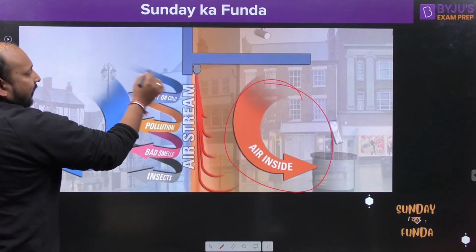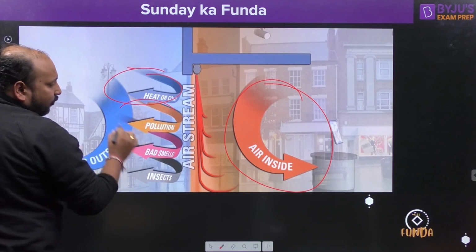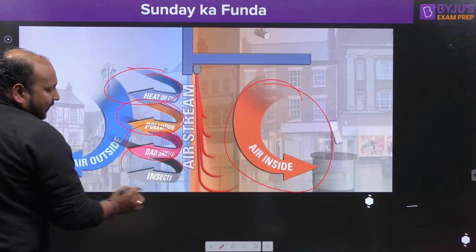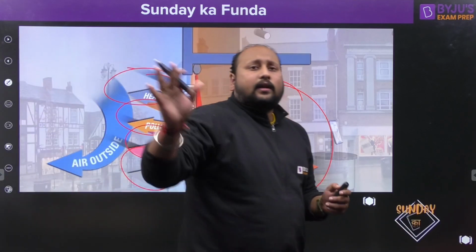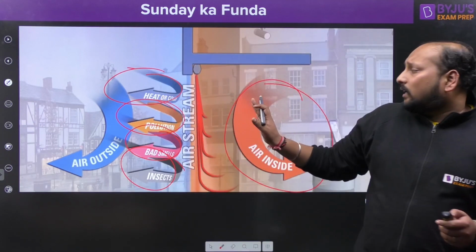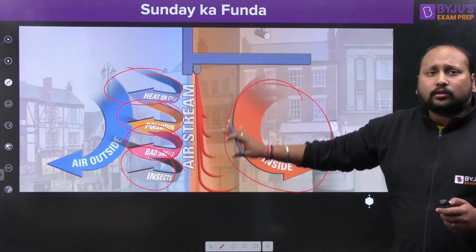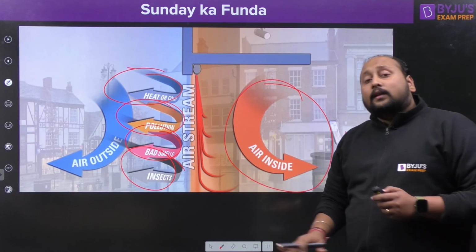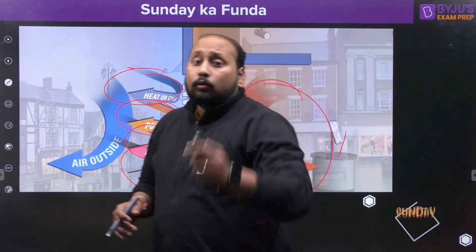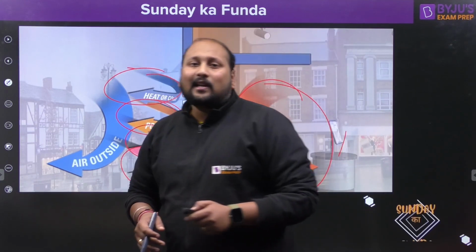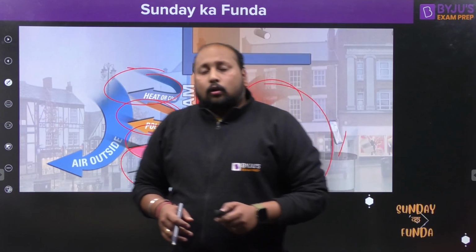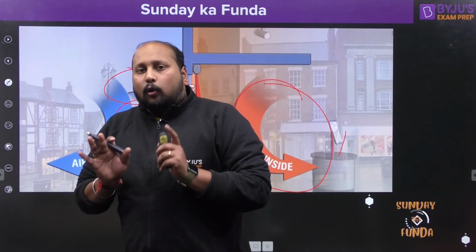Okay, we are having heat or cold fluid, pollution, bad smell, insects, and it all stays outside, right? So the internal room temperature is maintained, and this way you are able to save at least 80% of the energy. I hope now you have understood what an air curtain is.